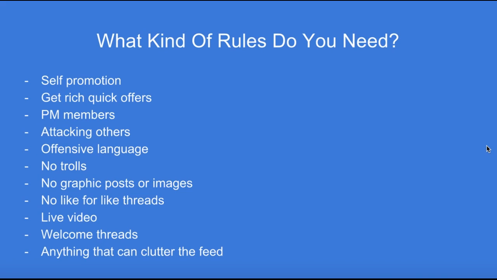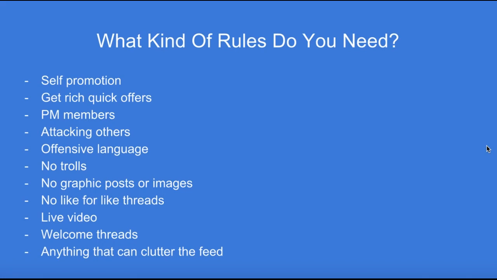Some of the rules that I recommend are rules about self-promotion, such as can they post a blog post, a link to their website, affiliate links, or anything like that. Second thing is about whether or not you accept get-rich-quick offers. I think for the most part people don't. But you want to make sure that you're clear before people join that you may not approve of anybody posting their MLM or direct sales offer or anything that might take away from the tone or the mission of the group.